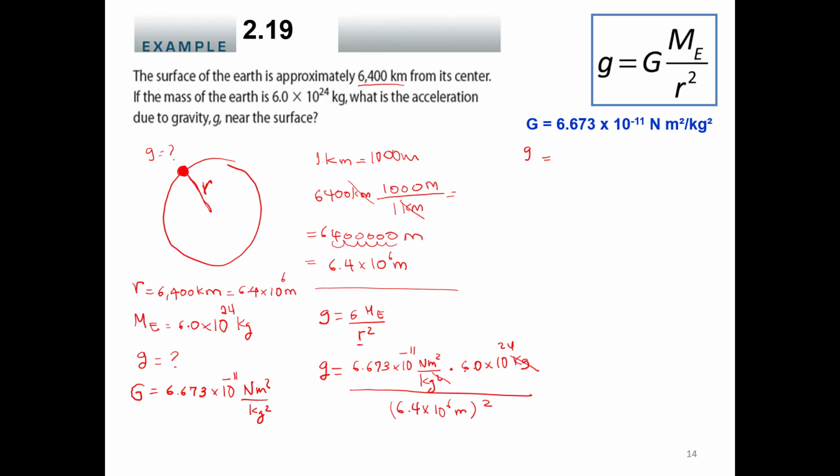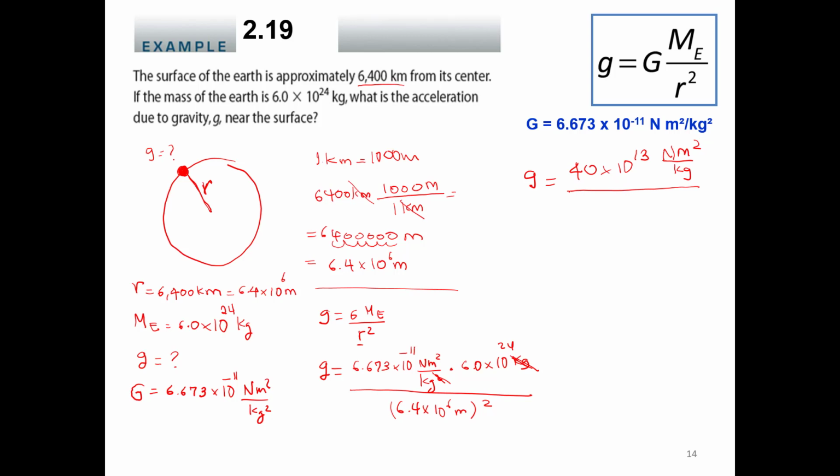Let me write this one down. 40. 24 minus 11 will be 10 to the power 13. And the units we have are Newton meter squared over kilogram, just 1 kilogram because one of these cancels out with this. This is what we have on top. Now the denominator.